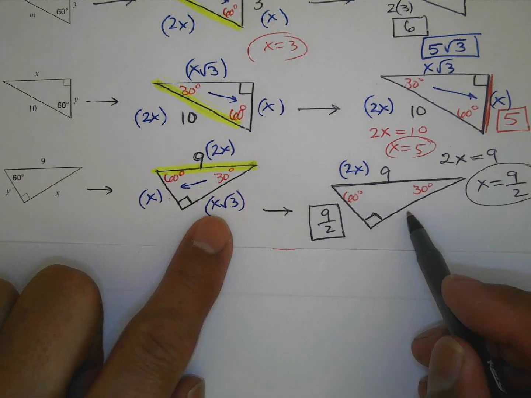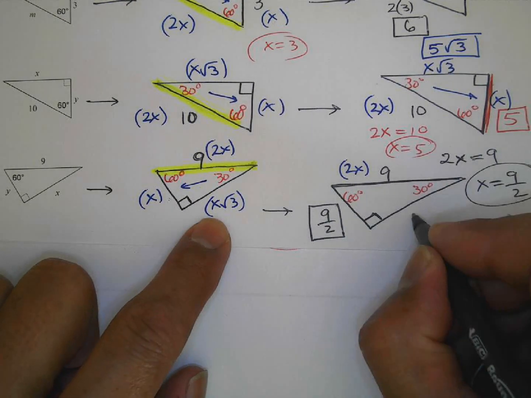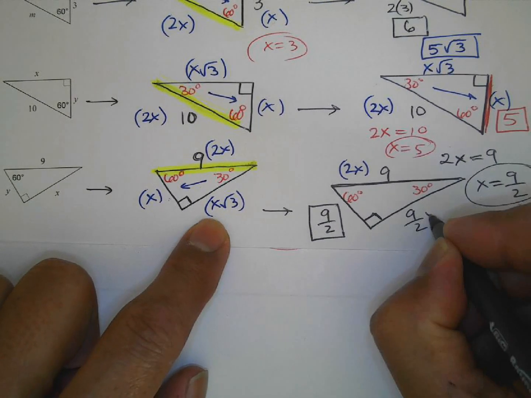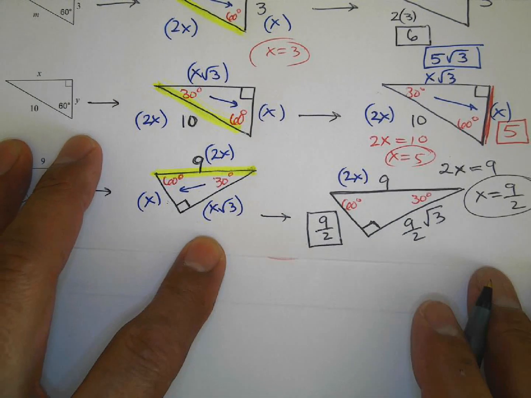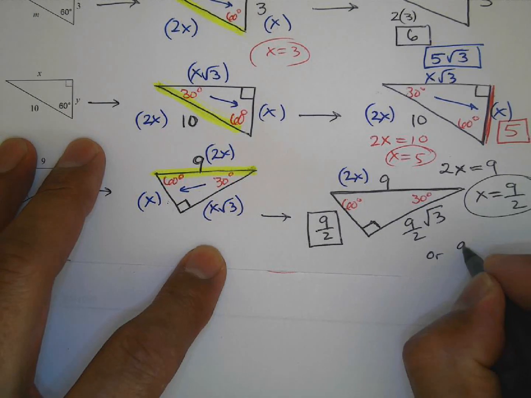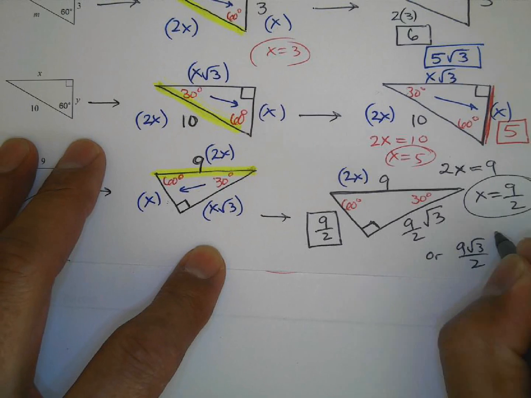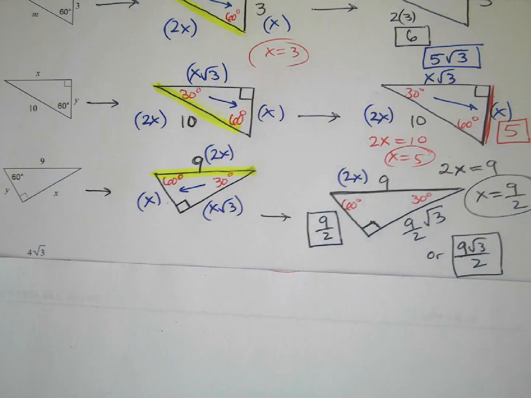And then this side over here is your what? The value of x times root 3. You could put 9 over 2 times root 3 like this, or you'll see it also like this: 9 root 3 over 2. That's kind of like how you would see it in this worksheet.